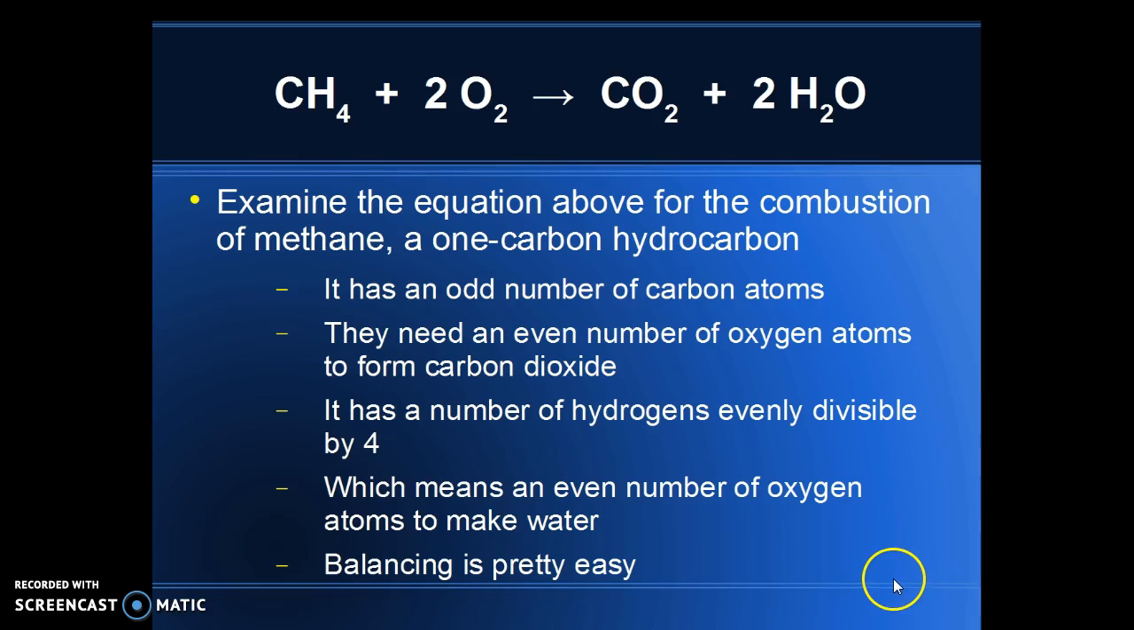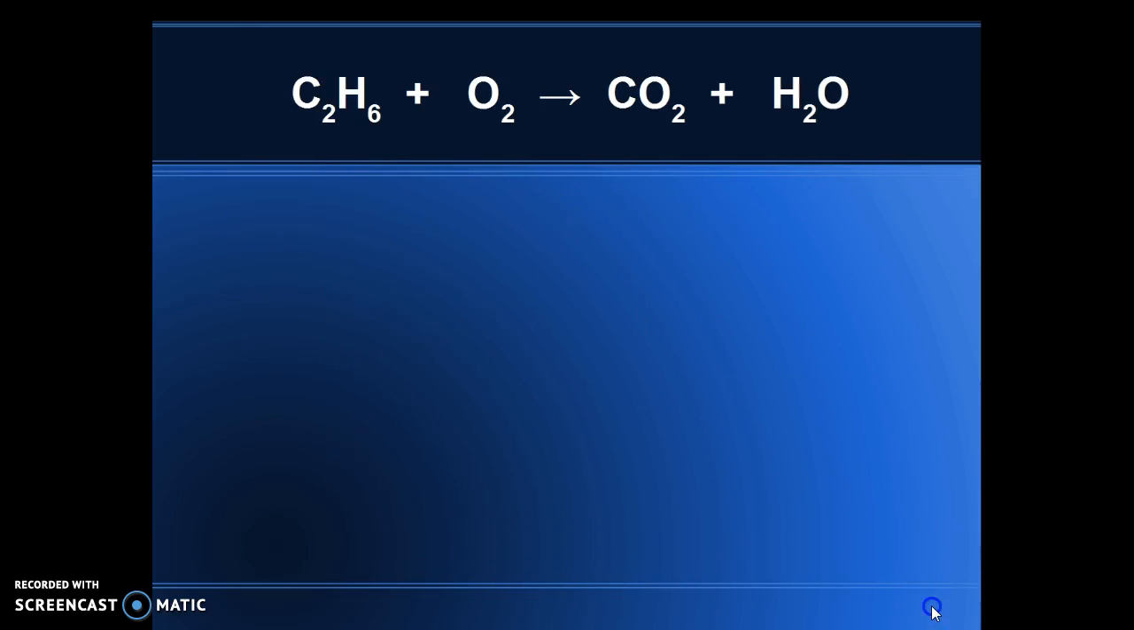Balancing such equations with odd numbers of carbon atoms and saturated hydrocarbons, you can't have any double bonds in a saturated hydrocarbon, is pretty easy to do.